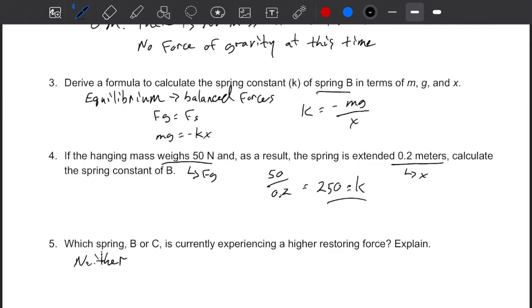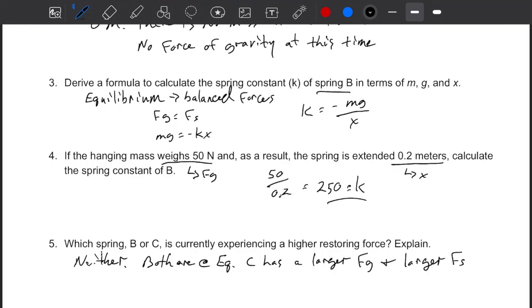Neither B nor C are currently experiencing a higher restoring force. Both of them at this moment in time are in their own equilibrium. Yes, C is being pulled down much further. Yes, the force of spring is greater on C than B, but the force of gravity is greater on C than B.